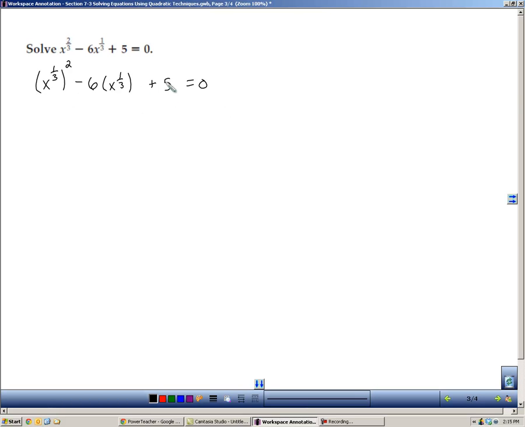Using a diamond, I'm looking for two factors of 5 that add to be negative 6. That's going to be negative 5 and negative 1. Now what goes in the front? The x to the 1/3 does.